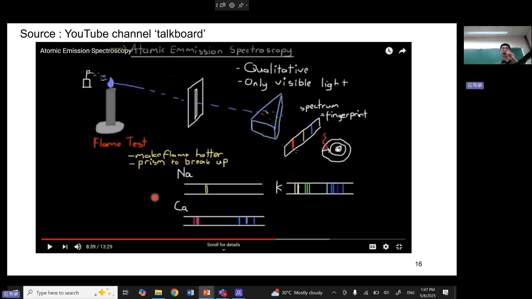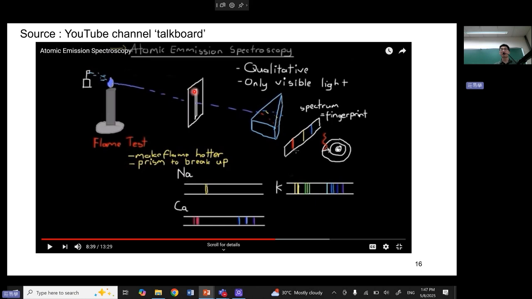So I found this YouTube video pretty useful. It explains the details and the working principle of atomic emission spectrometry. So here you have a flame source, and let's say this is a sprayer, a nozzle or something. You spray a solution containing sodium ion on top of the flame.